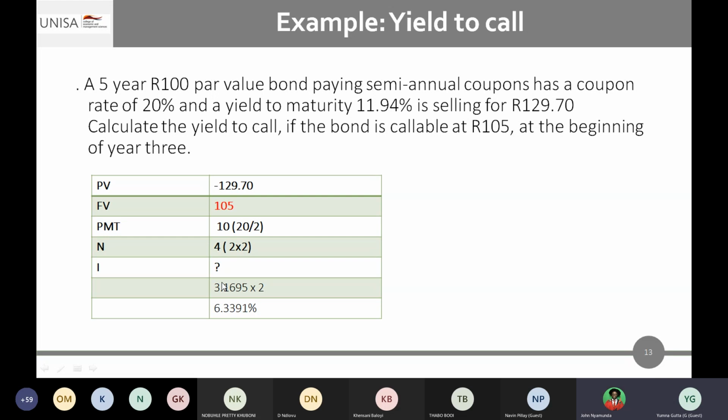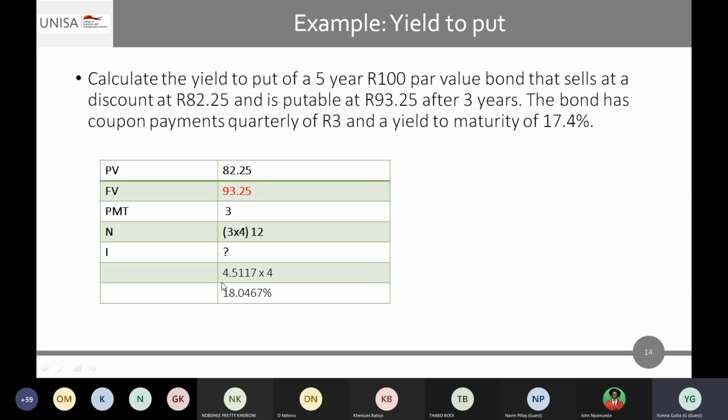Okay. So let's go here to yield to put, right? Calculate the yield to put of a 5-year 100 rand par value bond that sells at a discount of 82 rand 25, and is putable at 93 rand 25 after 3 years. The bond has a coupon payment quarterly of 3 rand, and the yield to maturity is 17.4%.